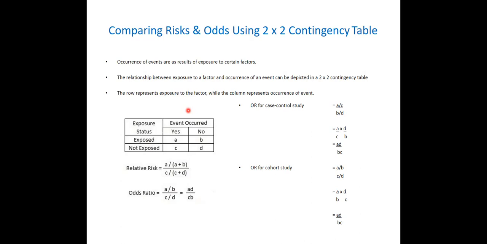Because each of them has two categories, that's why it is 2 by 2. And this 2 by 2 creates 4 sets, and these 4 sets have their own address. The concordance ones are A and D. The discordance sets are C and B.